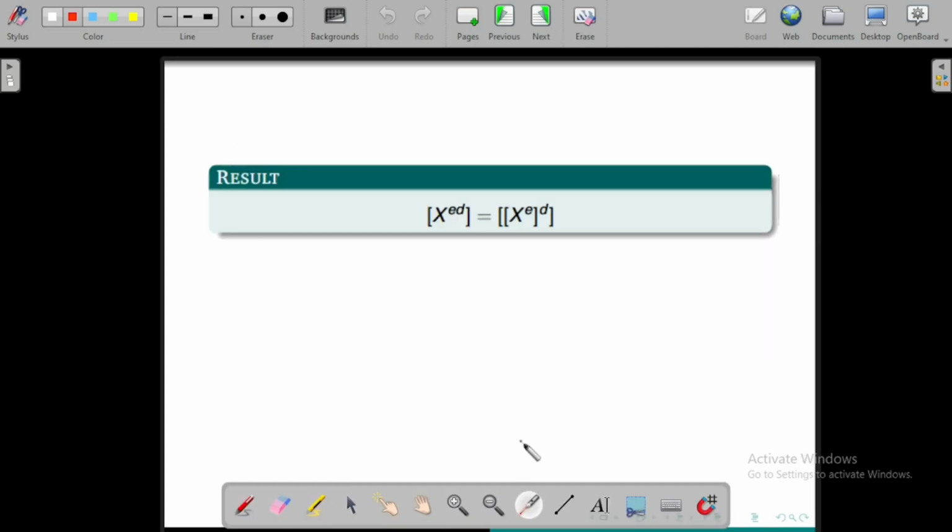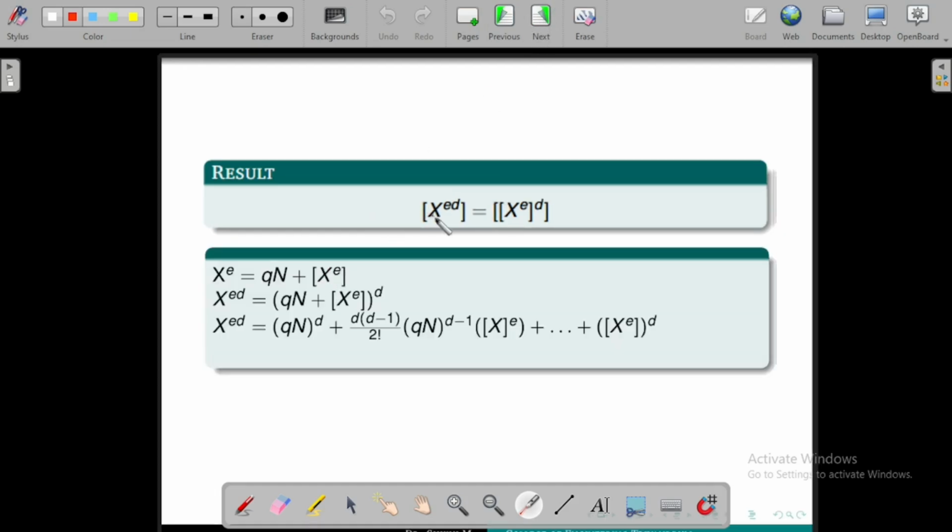Now let us prove a result. x to the power ed mod n equals (x to the power e mod n) to the power d mod n. So first we write x to the power e as q times n plus (x to the power e mod n). That is, when we divide x to the power e by n, q is the quotient and this part is the remainder. Remainder, actually, is given this notation. And x raised to e times d becomes (qn plus x to the power e mod n) to the power d.